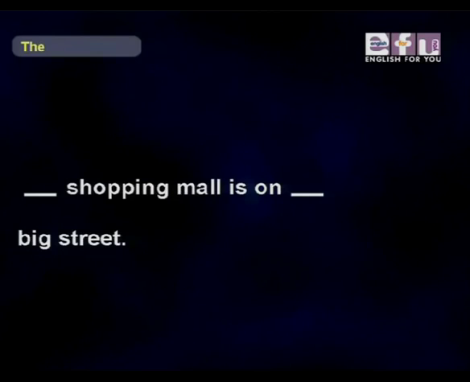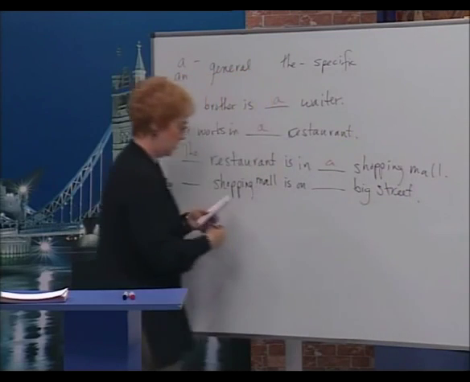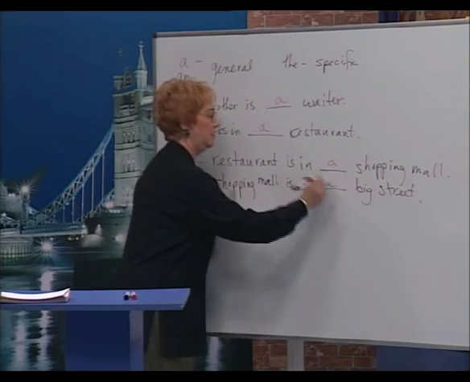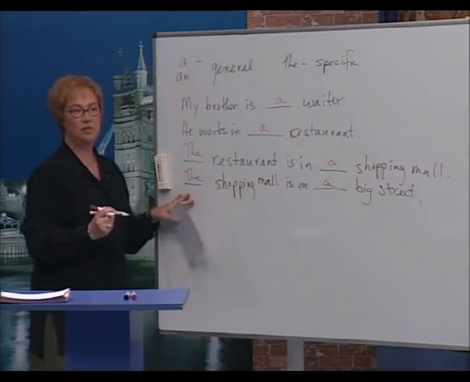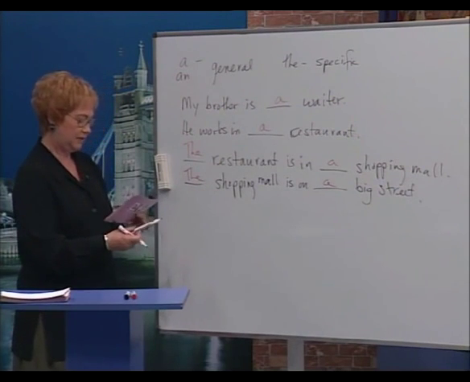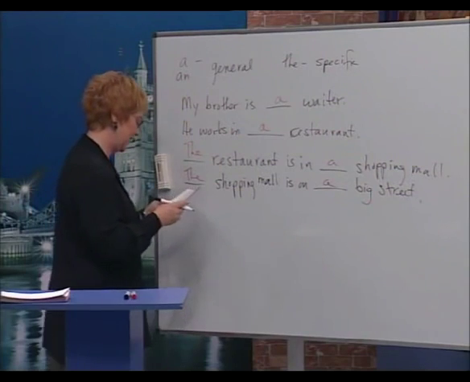Okay. Next. Shopping mall is on big street. Okay, Lisa. The shopping mall is on a big street. Yes, okay. Now, why is it the shopping mall? It is specific. Yes, now we've seen it again. And why is it a big street? Because we don't know the big street. Yes, that's good. All right.